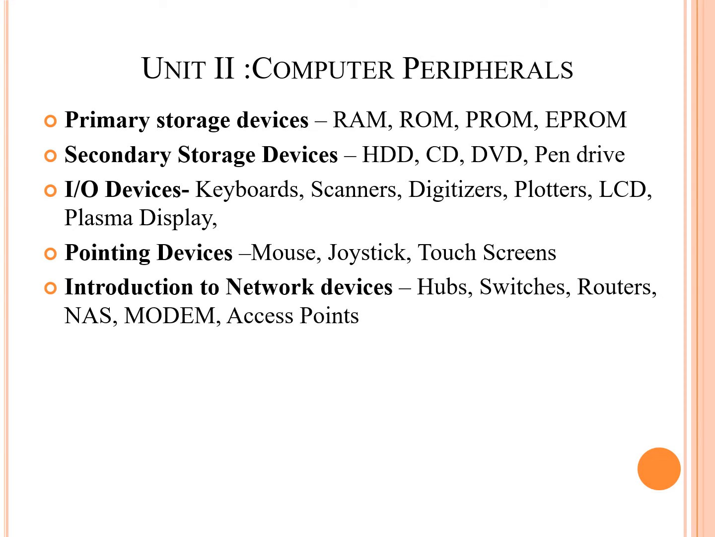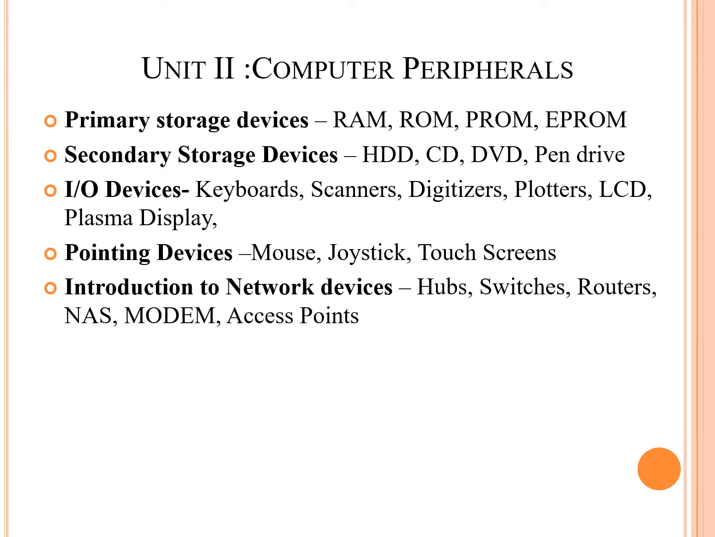Unit 2, that is computer peripherals. In that we are going to learn the various primary storage devices, that is RAM. RAM stands for random access memory, ROM, read-only memory, PROM, programmable read-only memory, EPROM, erasable programmable read-only memory. Then secondary storage devices, that are HDD, hard disk drive, CD, compact disk, DVD and pen drive.